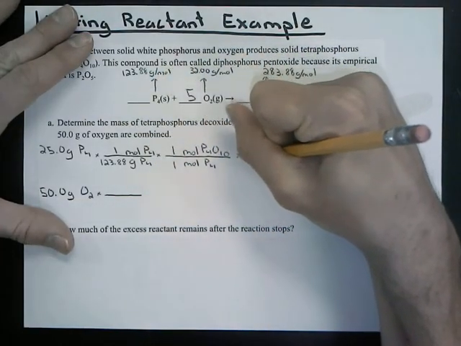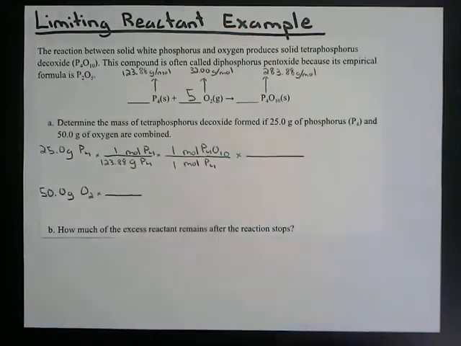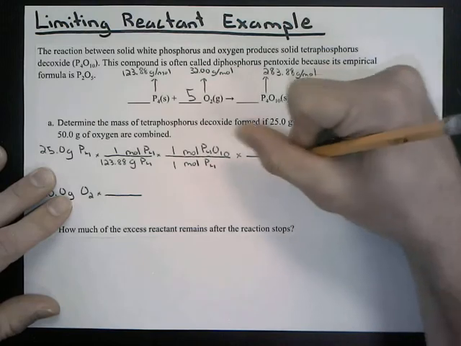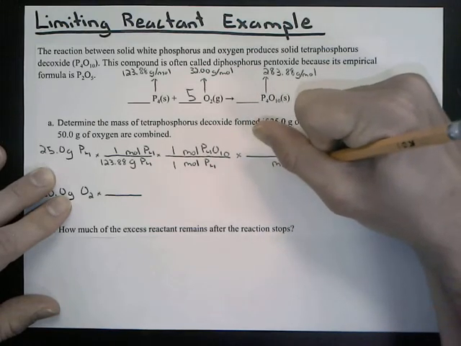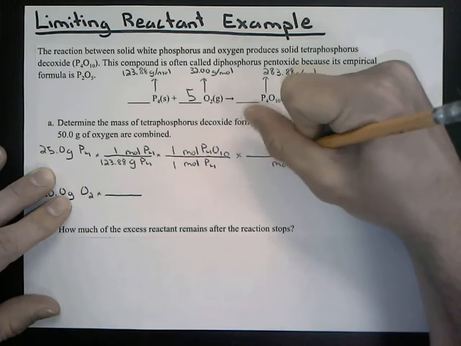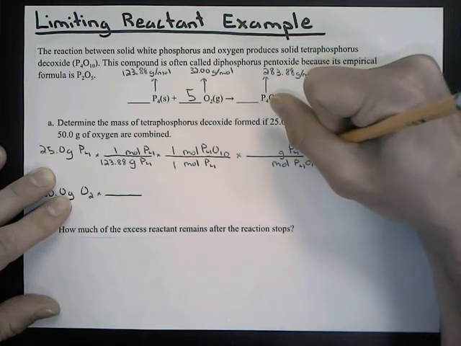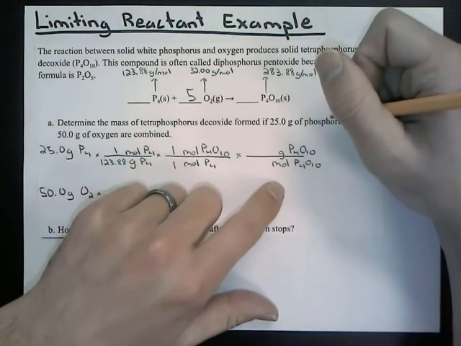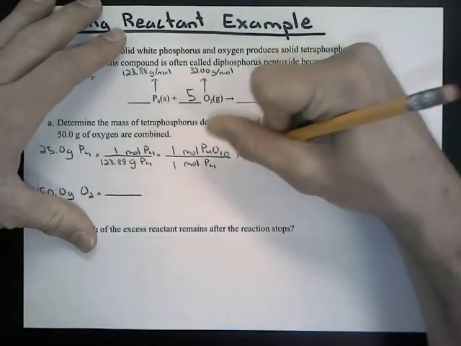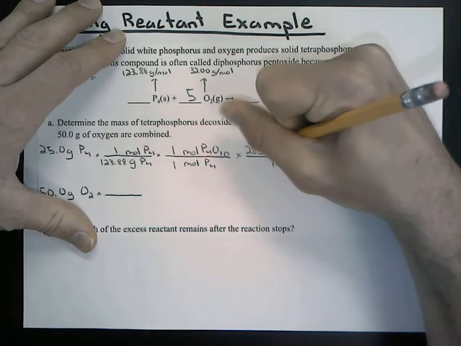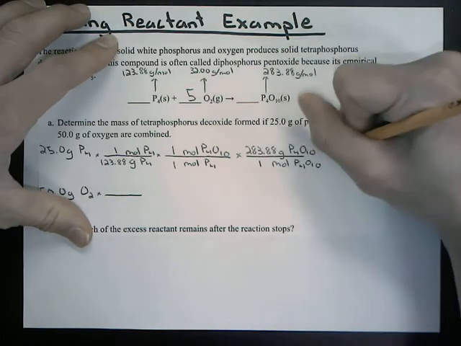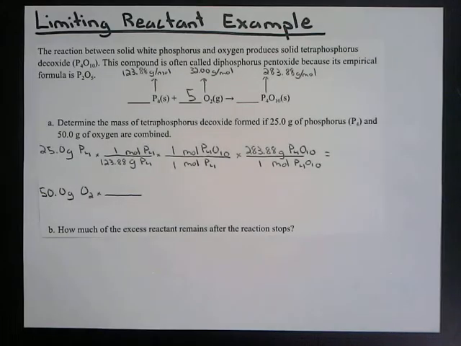Now, we need to get this to grams because we don't have a magical mole scale. Wish we did. But we go from moles of P4O10 to grams of P4O10. We utilize the molar mass here, which is 283.88. So I put 283.88 for every 1 mole. Now I go and I calculate this right here. So I'm going to take 25.0 times 1 times 1 times 283.88 divided by 123.88 times 1 times 1.